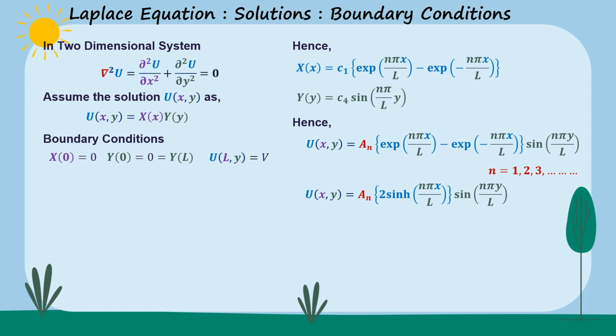That's it. Now notice that the particular solution of u(x,y) you obtained is true for n equal to 1, n equal to 2, n equal to 3, and so on and so forth up to infinity.